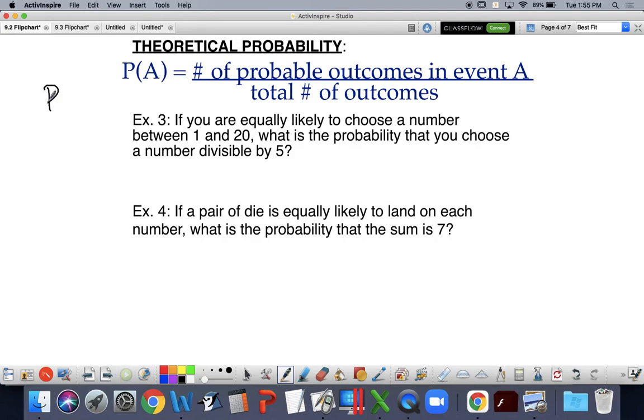So what this means is the probability of event A. So you're going to start to see us using those types of notation for probability as well. So the probability of event A occurring is the number of probable outcomes in event A divided by the total number of outcomes available. Notice, right, we have a fraction. So when you see the word probability in a question, make sure you have a numerator and a denominator.